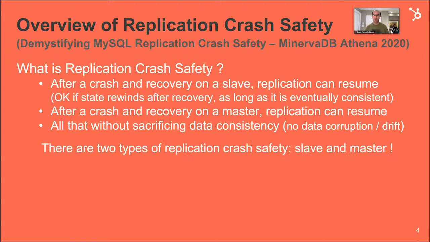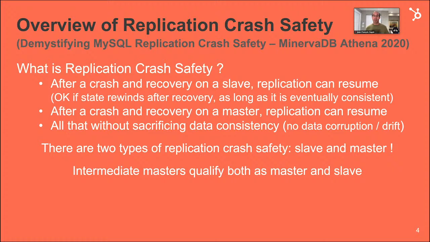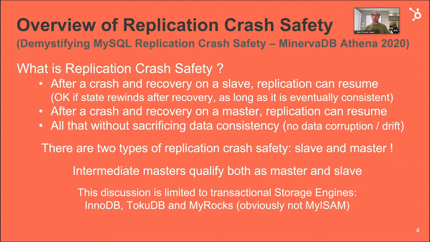Types of replication crash safety: slave crash safety and master crash safety, both at the same time. Intermediary slaves that are also writing are both slaves and masters. This applies to both intermediate and cluster replication. I'm not talking about engines, but mostly about crashes, and I will focus on transactional storage engines like InnoDB.